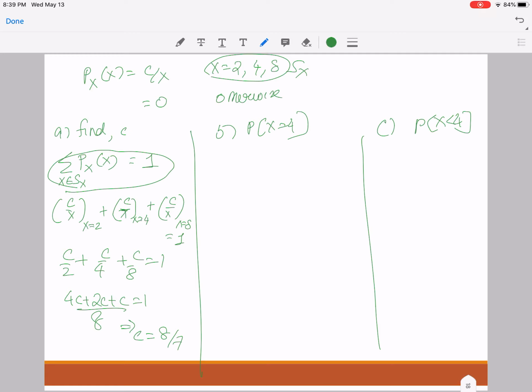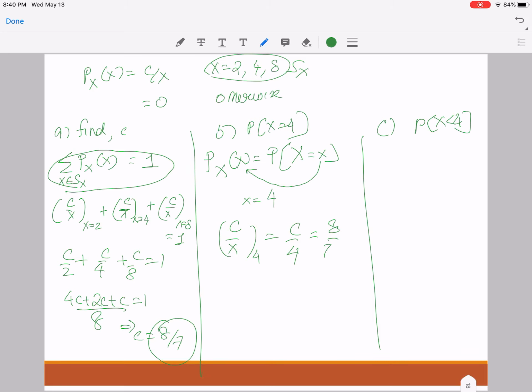Okay, now let's solve for the probability that X is equal to 4. Now the definition of the probability mass function is that it gives me the probability that the random variable capital X takes on a very specific value, small x. So to find this probability, all I need to do is plug in the small x in my probability mass function. Here in this case, my small x is equal to 4. So I plug this in the probability mass function and I get C over 4. C is a constant which I found to be 8 over 7. So that gives me 2 over 7 as the probability that X is equal to 4.